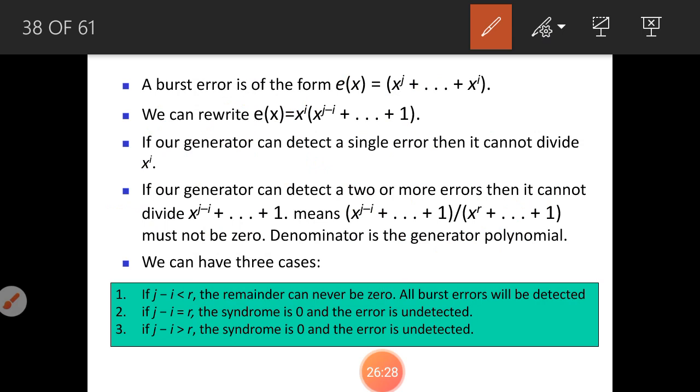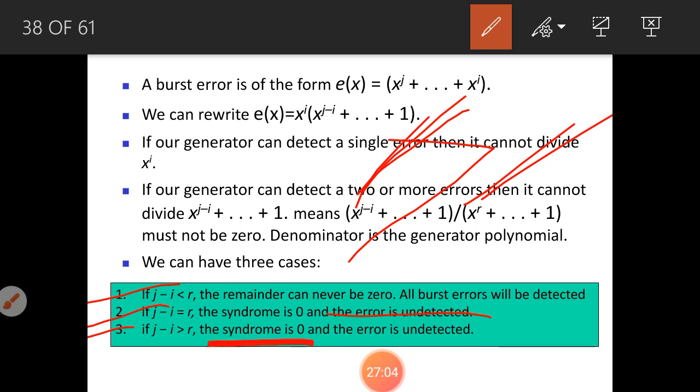Okay, so these are the three cases here. The first case is when the numerator degree is less than the denominator degree. Then the remainder cannot be 0, and the error can be detected. When the numerator degree is equal to the denominator degree, then the remainder is 0, so the error can be undetected. And the third case is when the numerator degree is greater than the denominator degree. Then the syndrome is 0, so the error is undetected.